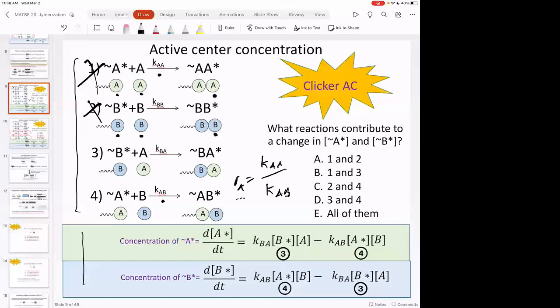What if KAA is fast and KAB is slow? What does that tell you? Exactly. It's more likely. So a fast reaction is more likely to happen. So a high RA tells you that A wants to add A, and A doesn't necessarily want to add B, unless it has no choice. If there's only B monomer around and there's no A monomer around, an A active center has no choice but to react with B. And we'll talk about that.